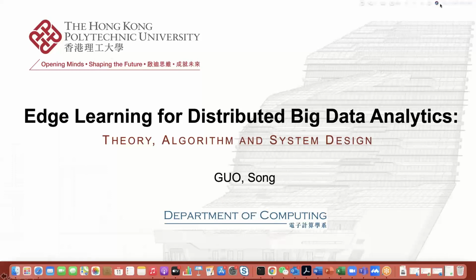He is head of the Department of Computing at the Hong Kong Polytechnic University. Earlier, he was a professor at University of Aizu, Japan. He obtained his PhD from University of Ottawa. His research interests are mainly in the area of big data, cloud computing, mobile computing, and distributed systems.